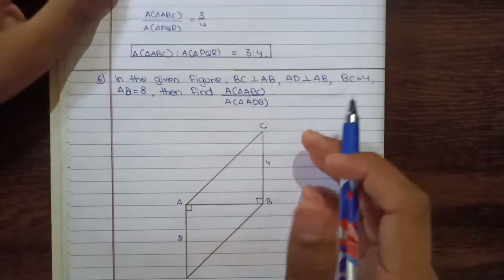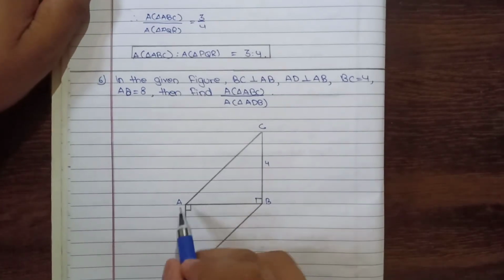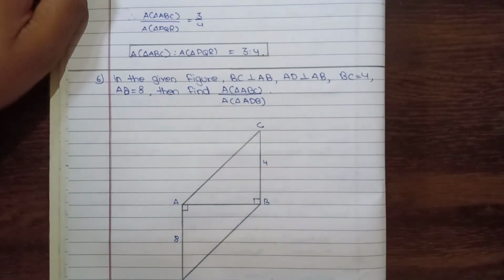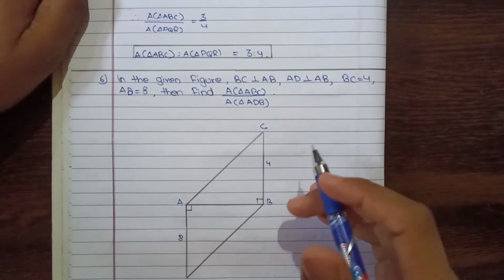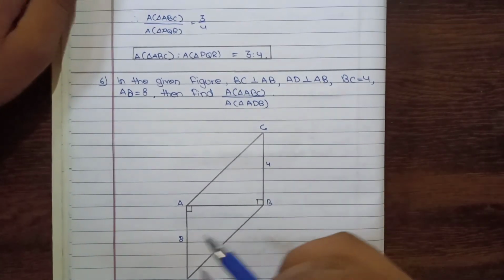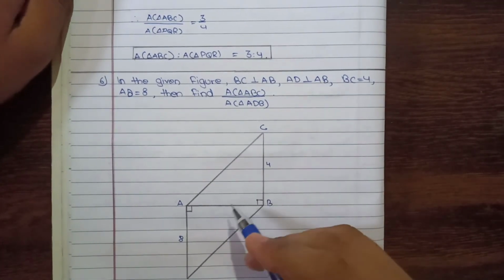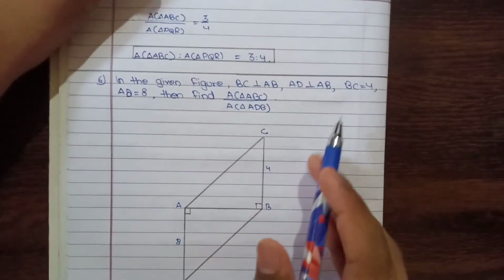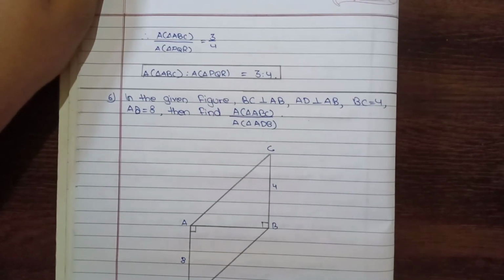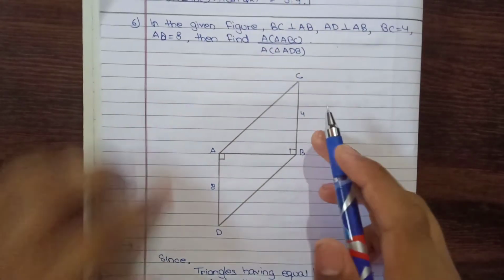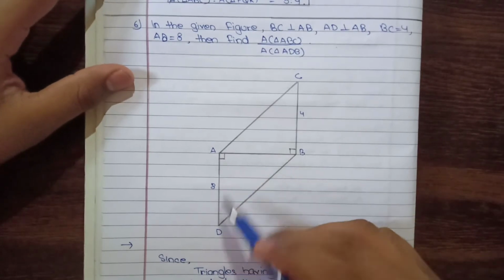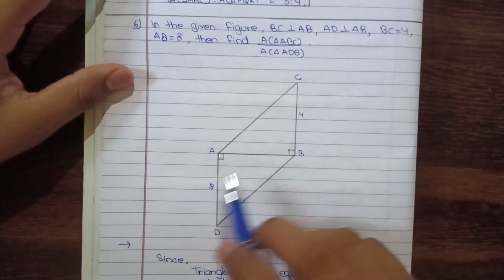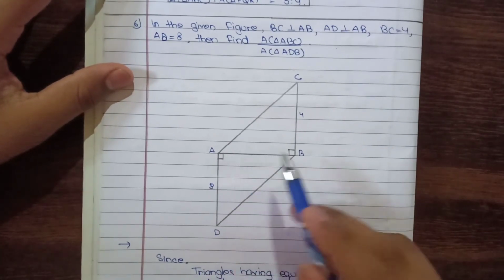So from this figure what we can get is that the bases of the two triangles are equal and just their heights are different, which means that AB is their common base. Here height BC is not equal to height AD, just their bases are equal, which is the same one, AB.